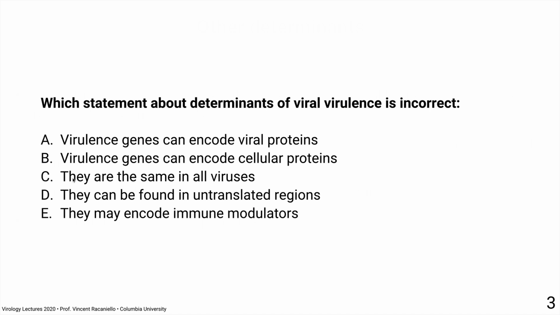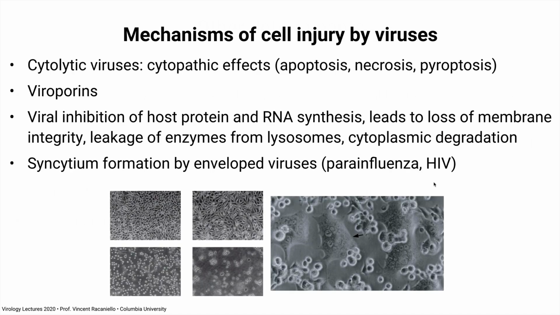The answer is C. They're the same in all viruses. They are not. Every virus has a different set of viral virulence genes. The outcome of infection, the production of disease, has, as we said at the top, two components. And one component is what the virus does to the cell. And so let's very briefly consider how viruses injure cells.